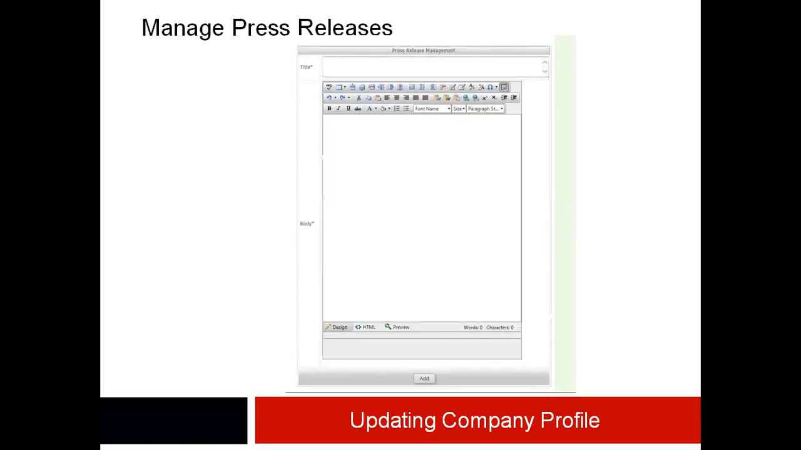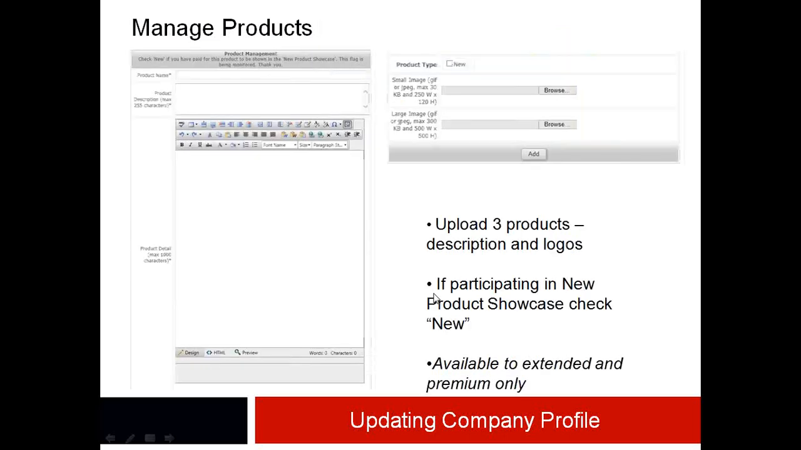The second tab or button on your company profile page is the Manage Press Releases. Now remember, this is for the extended and premium, those that choose that type of profile. And it's here, again, you can just upload your press releases, up to 5 in this section. The third section is your Manage Product section. This is where you will be able to upload up to 3 of your products, company logos, and descriptions.